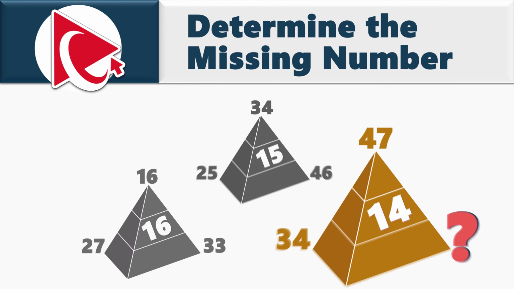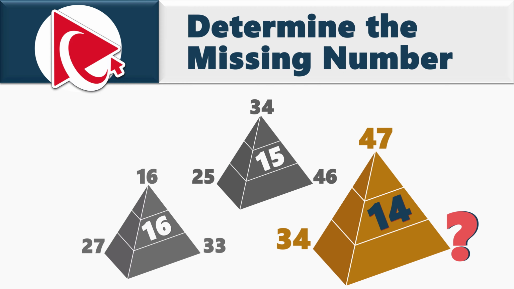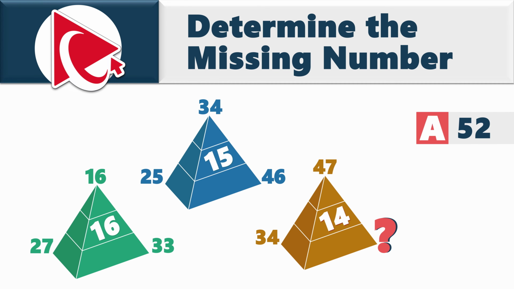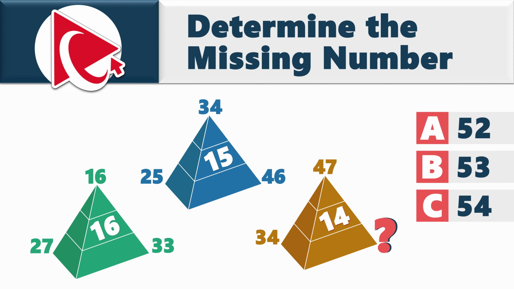And on the last pyramid, the inside number is 14, and the numbers on the outside are 34, 47, and then comes the missing number, which you need to determine and select out of 4 possible choices. Choice A, 52. Choice B, 53. Choice C, 54. And last but not least, choice D, 55. Take a close look to see if you can come up with the answer.